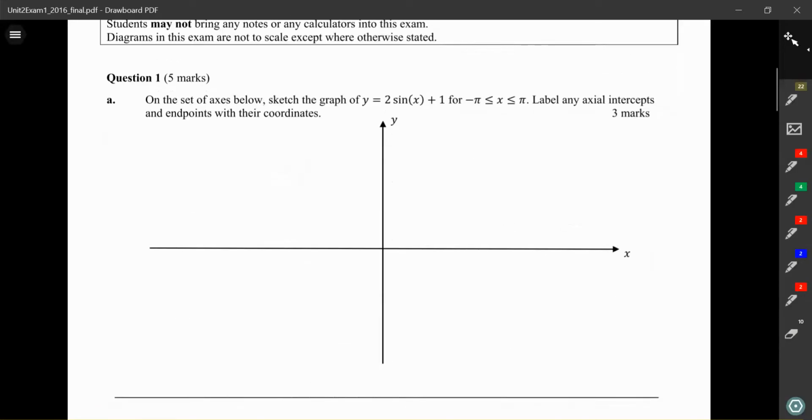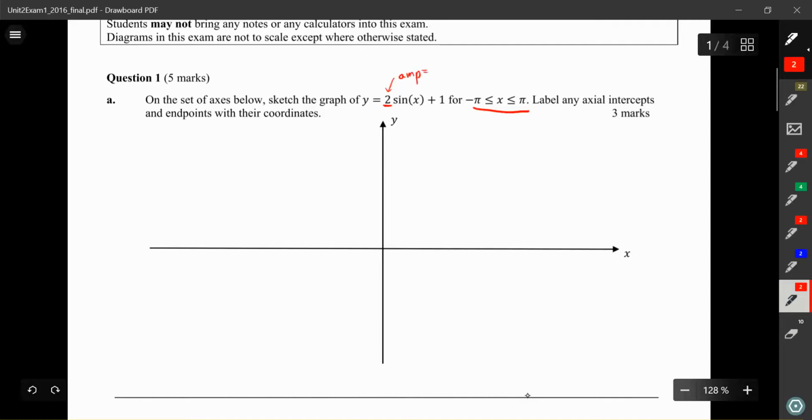Here we go. Question 1, 5 marks. We've got a sine graph. And again, hopefully we can read the equation here. We've got a domain. It tells me it's from negative pi to pi. I've got the amplitude, which tells me it is 2, and this plus 1 tells me up 1. And clearly there's no negative, so there's no reflections anywhere.